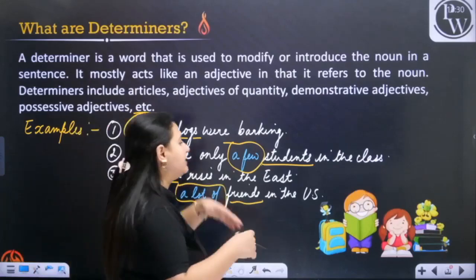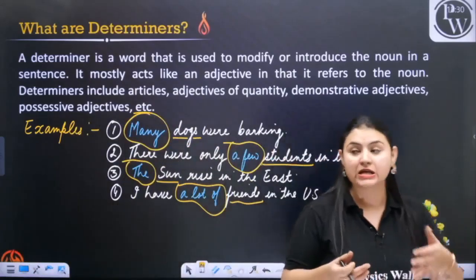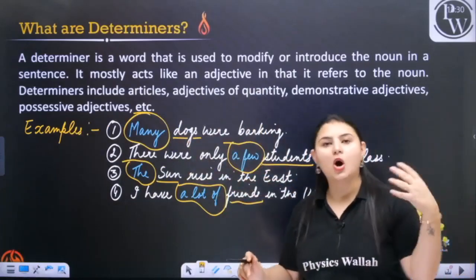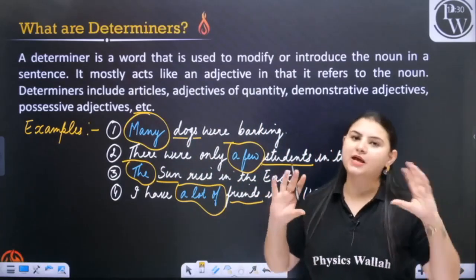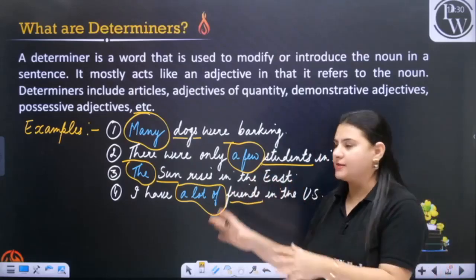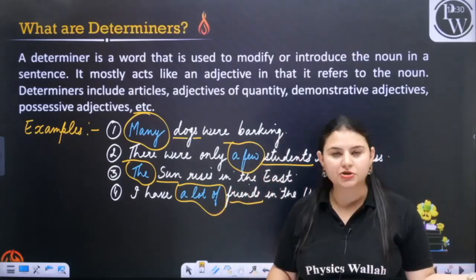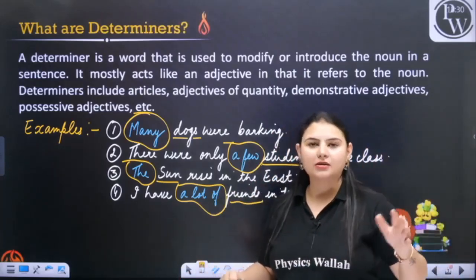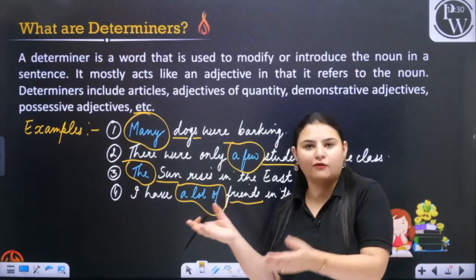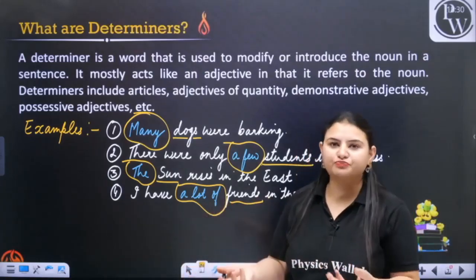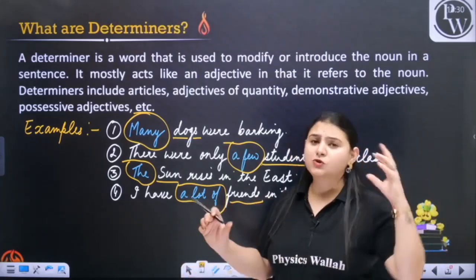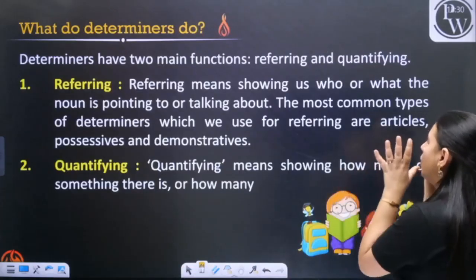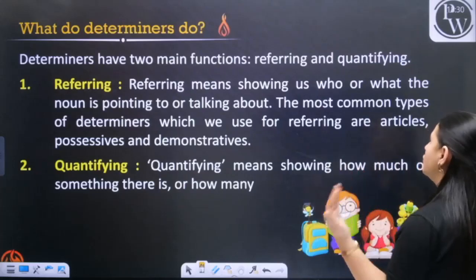So here in these examples, we could see that these words, many, a few, the, a lot of, were telling us something about the nouns. In three of the cases, they were telling us the quantity of the noun. In one of the cases, they were actually determining the noun, telling us whether it is a definite noun or an indefinite one. We'll learn further about it.